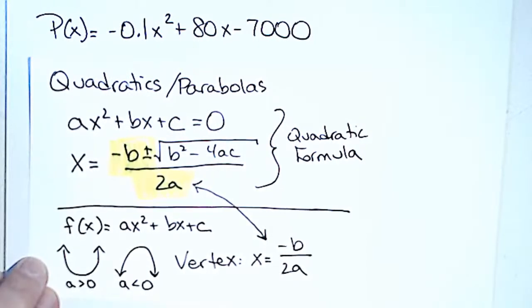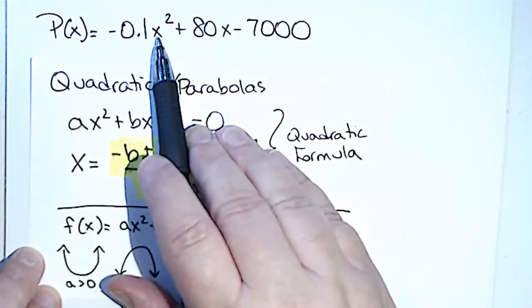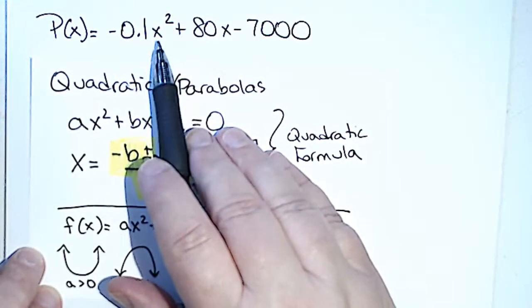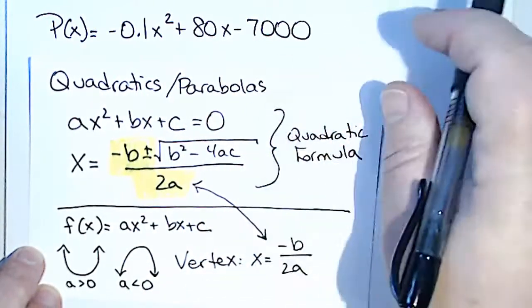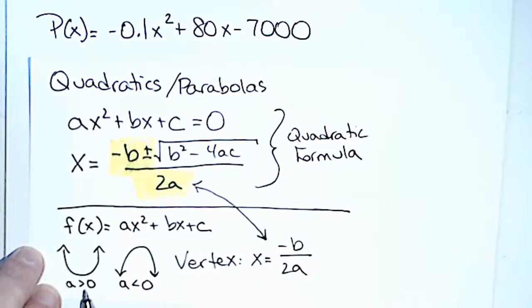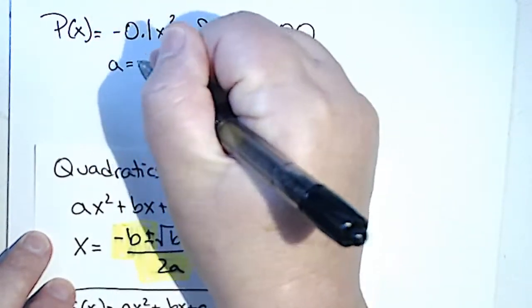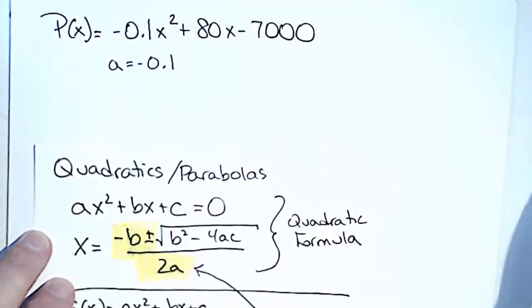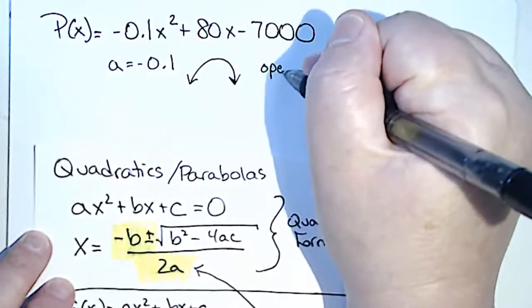The first thing we're going to look at is the fact that this is going to be a parabola. I've got the x squared right there. I've got it in descending order, x squared, then x, then the constant. The first thing I look at is the a, and if the a value is positive, we're smiling, and if the a is negative, we're frowning. In this case, the a is negative 0.1, so it's negative. So this is a parabola that opens downward.